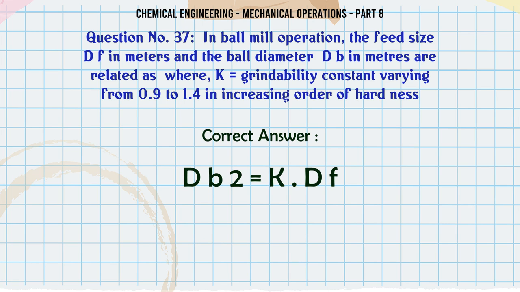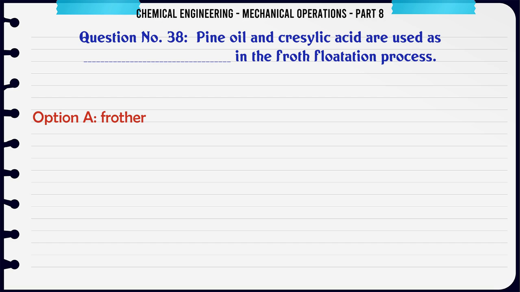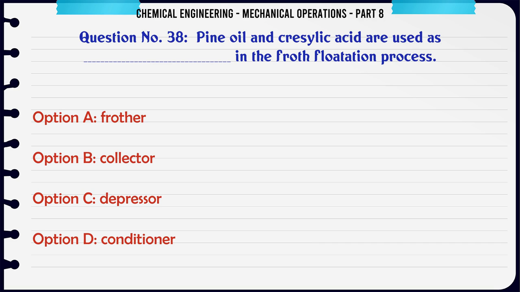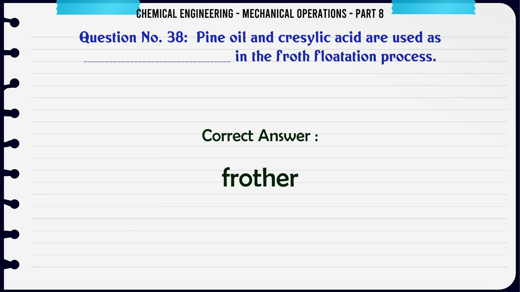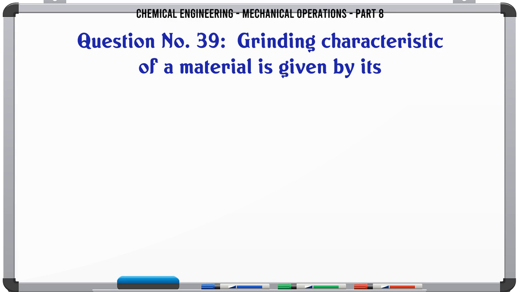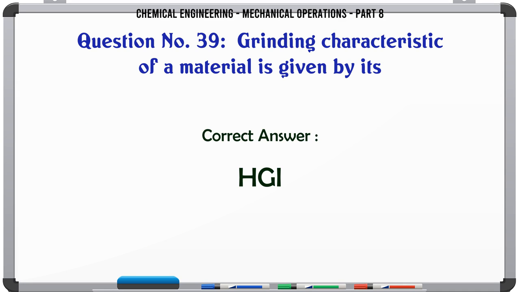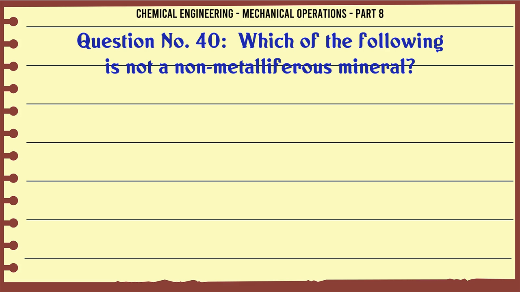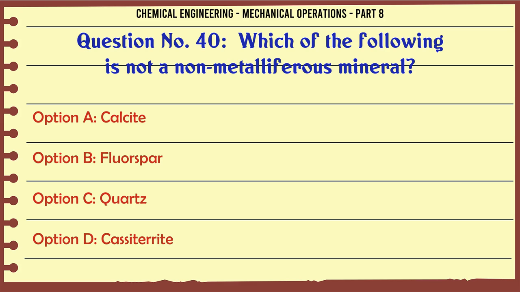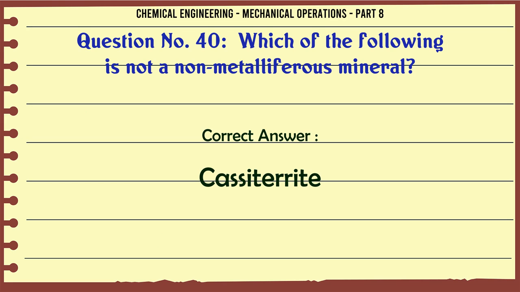Pine oil and cresylic acid are used as in the froth flotation process. A. Frother. B. Collector. C. Depressor. D. Conditioner. The correct answer is frother. Grinding characteristic of a material is given by its A. HGI. B. Angle of repose. C. Shatter index. D. Abrasion index. The correct answer is HGI. Which of the following is not a non-metalliferous mineral? A. Calcite. B. Fluorspar. C. Quartz. D. Cassiterite. The correct answer is cassiterite.